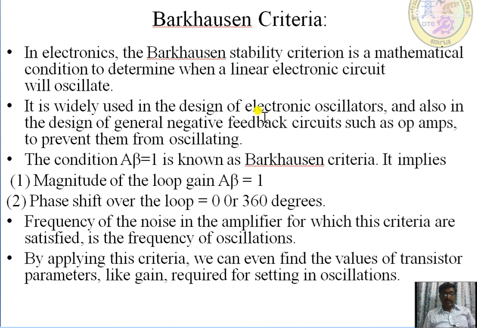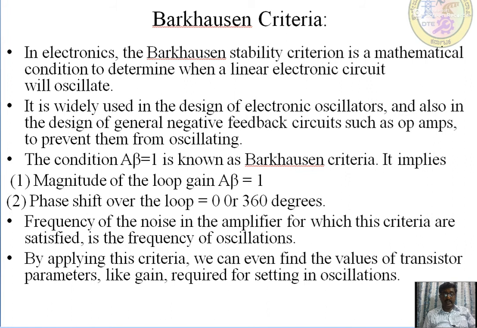Okay, next, the important factor of this oscillator is the Barkhausen criteria. In electronics, the Barkhausen stability condition is a mathematical condition to determine when a linear electronic circuit will oscillate, and it is widely used in the design of electronic oscillators and also in the design of general negative feedback circuits such as op-amps to prevent them from oscillating. So why it is used is to prevent the feedback circuit, such as an op-amp, from oscillating.